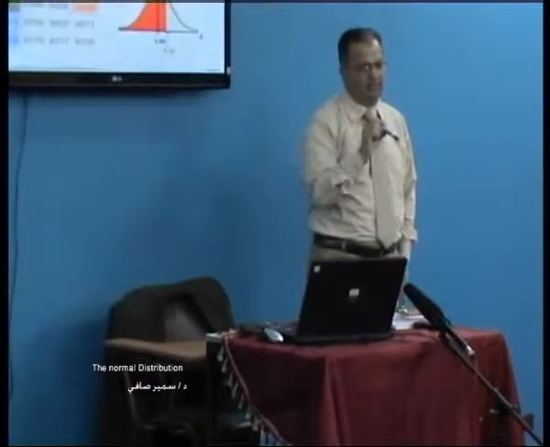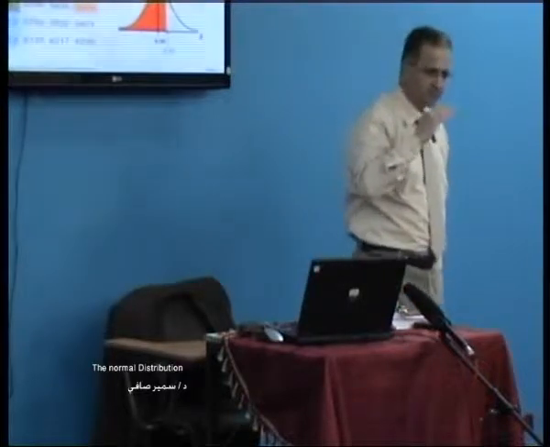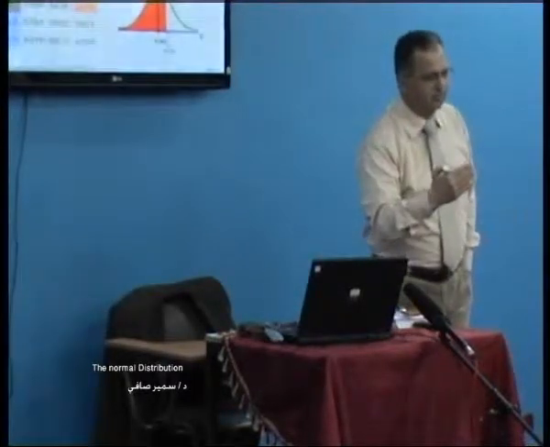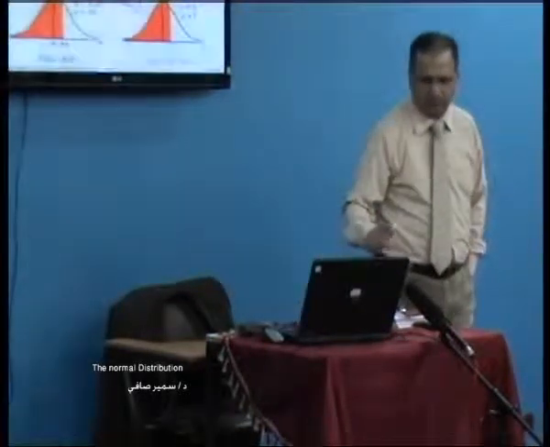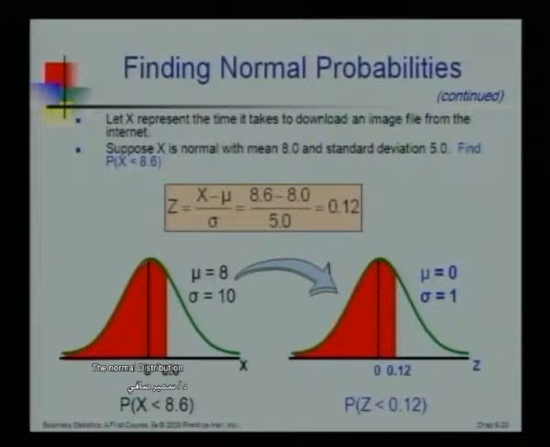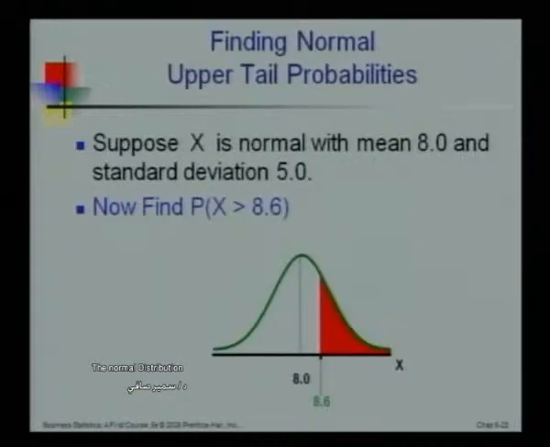But we have to keep in mind that we have to transform first from the normal distribution to the standardized normal distribution. For this specific example, we have a mean of 8 and a standard deviation of 5, that's for the normal distribution. In this case, the z-score is given by this equation, which is x minus mu divided by sigma. So 8.6 minus 8 divided by 5 gives 0.12. In this case, we can use the standardized normal table.